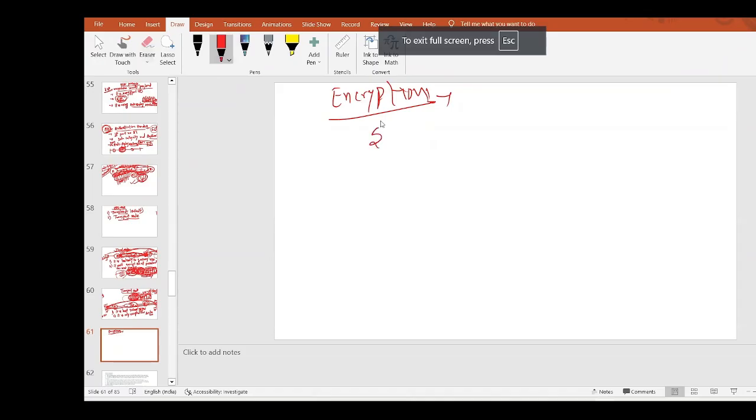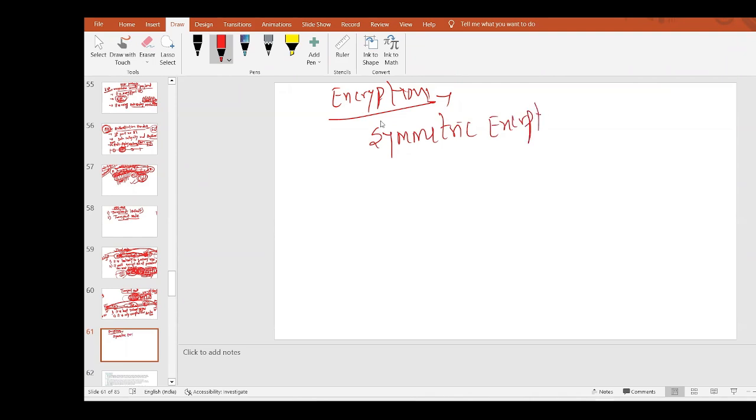Actually, there are two types of encryption, guys. One is symmetric encryption, and the other one is asymmetric. Whatever the spelling. So what it does in symmetric encryption, this is also called a block cipher.